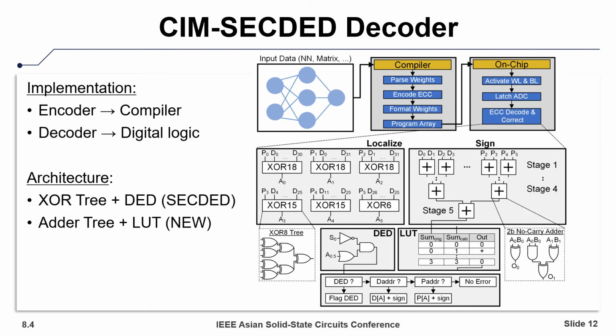On the right-hand side, I am showing an architectural diagram for this digital logic implementation. The XOR tree and double error detection logic are the exact same as a SECDED implementation. The sign adder tree and sign lookup table are new additions to SECDED to correct for both plus and minus 1 errors. Next, we'll see the power and area cost for this implementation and some results demonstrating its effectiveness at mitigating errors.